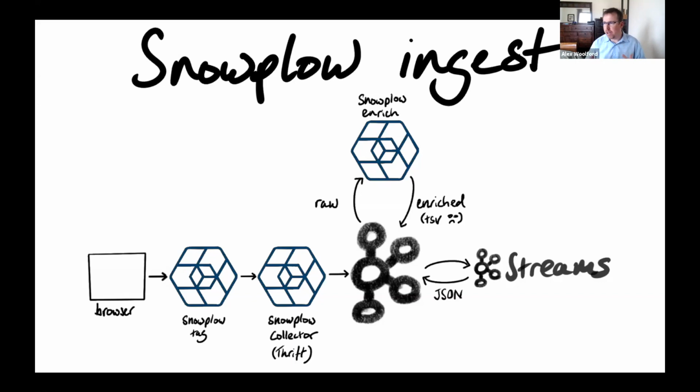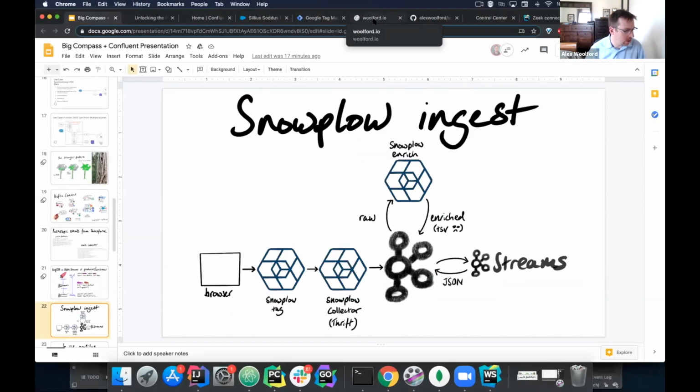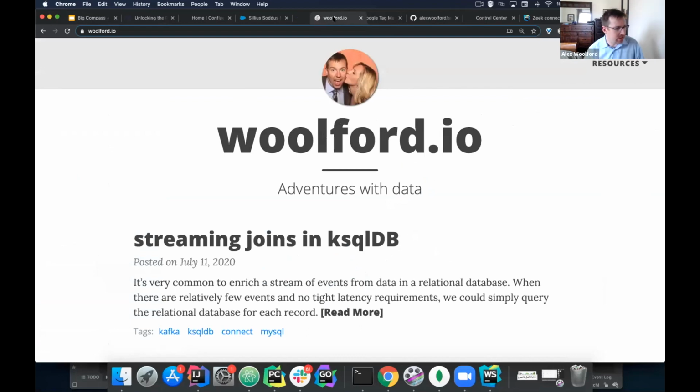So I'm going to show you how you can take page views from a website, enrich them on the fly, and build customer profiles out in real time. So I'm using something called Snowplow. And basically I have a blog that no one goes to, as you're about to see. But it's called Wolford.io. And if you were to go there right now, you would see your pages that you viewed in a moment, hopefully.